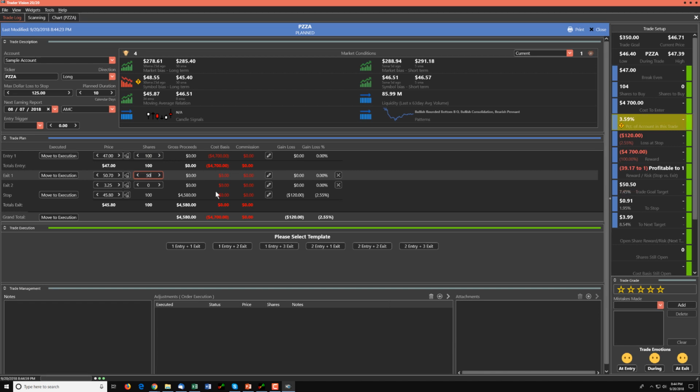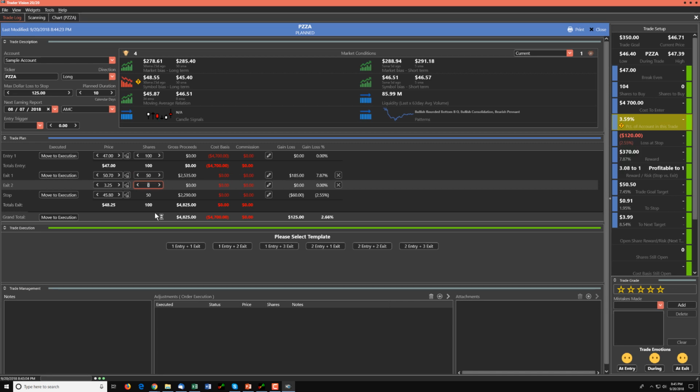Okay, 100 shares works. We get more than 2 to 1. We actually get more than 3 to 1 at that first target. And we do in fact make our goal for this account at that first target.